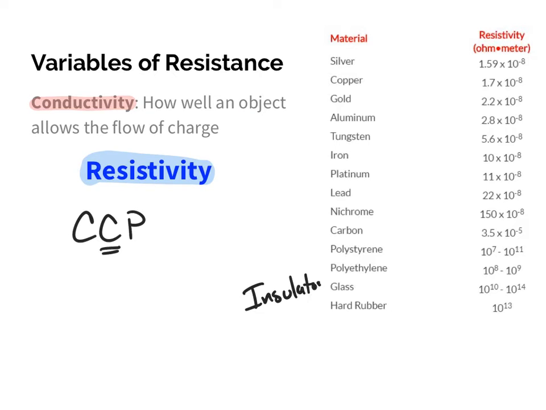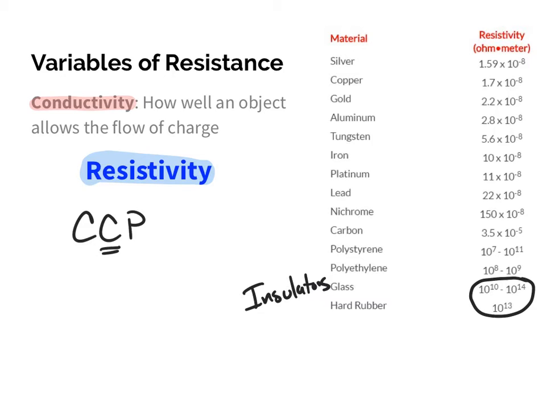Okay, and as we know, insulators do not allow the flow of charge. So look at the values we have here. We have orders of 10 to the 13th, 10 to the 10th. Those are very, very large numbers, which means they have a very high resistivity, which means charge is not going to be able to flow at all through those materials.